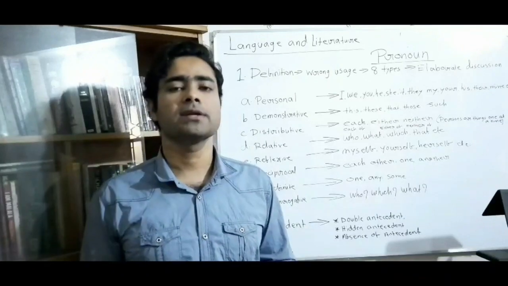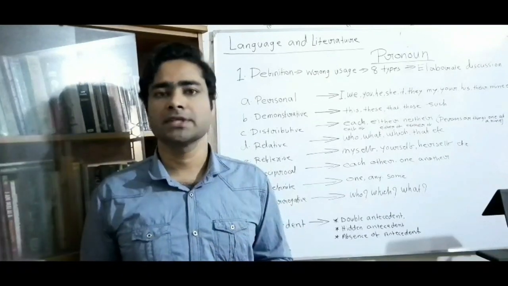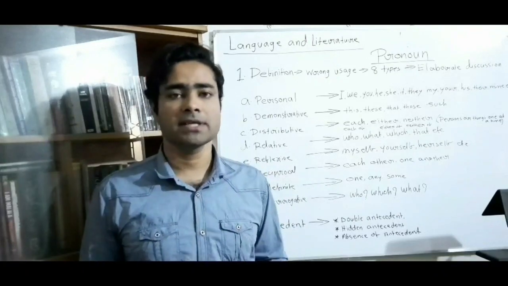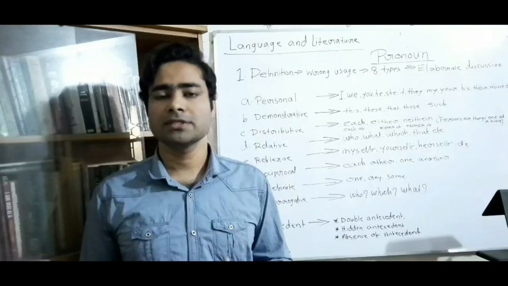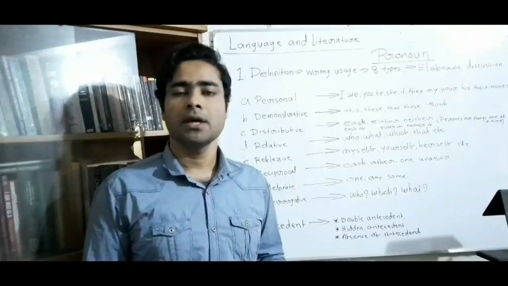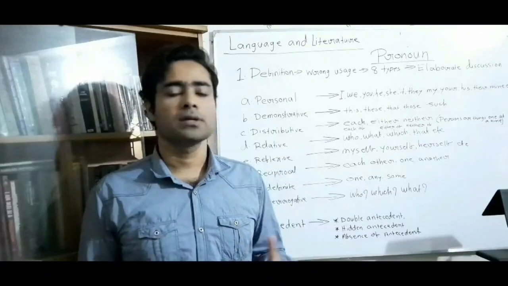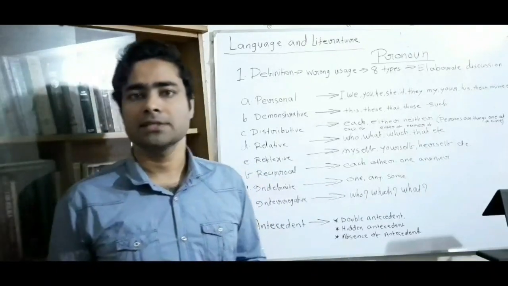But a reflexive pronoun cannot be used as compound subjects or compound objects. For example, I cannot say Rohim and myself have done this work, or I cannot say that you should submit your CV to Korim or myself. I have to say you should submit your CV to Korim or me, or Rohim and I did the work. So this is a reflexive pronoun.